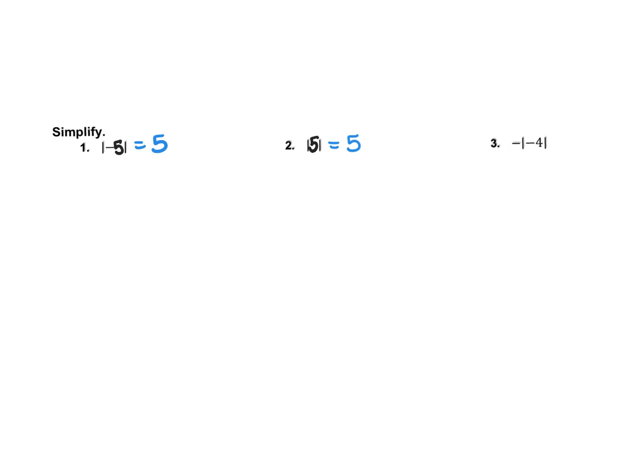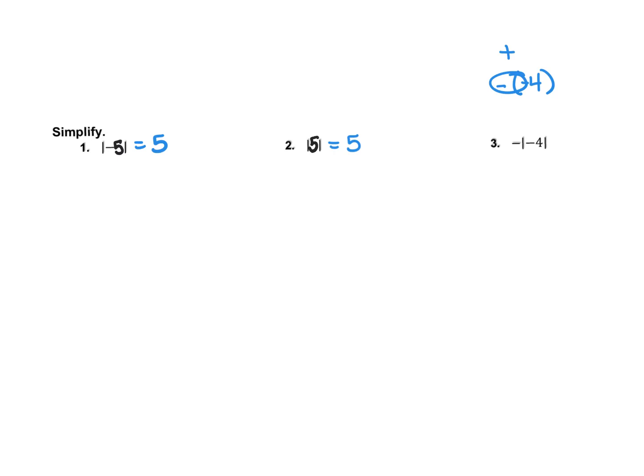Now, number 3, let's take a look. We have the negative absolute value of negative 4, or you can refer to the negative as the opposite of the absolute value of negative 4. This is not to be confused with something like this. Because if you had just parentheses, you could then say, well, I've got 2 negatives and that's a positive. But these are not parentheses, these are absolute value symbols.